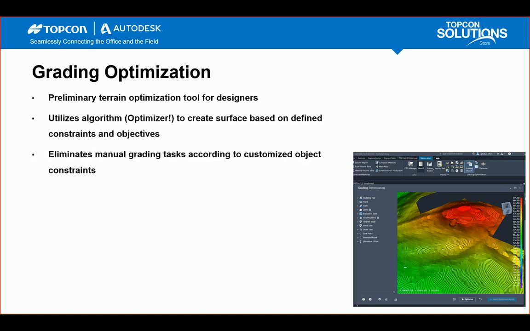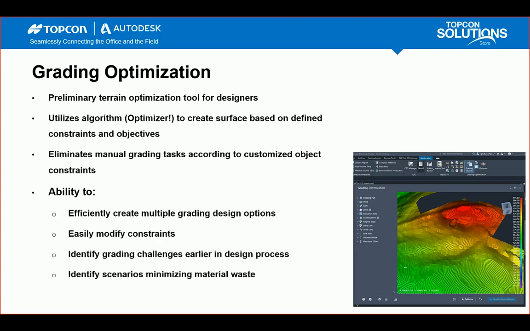So one thing it does, it eliminates manual grading tasks according to customized constraints. One thing that's nice is it's a very iterative process. You can turn constraints off, you can turn constraints back on, you can change the constraints and re-optimize. And every time you finish the optimization process, you have an option to send that surface back to Civil 3D. So you're not stuck or dead in the water, so to speak, if you have to make large global changes to your model. You can all do it on the fly as you're iterating through your designs.